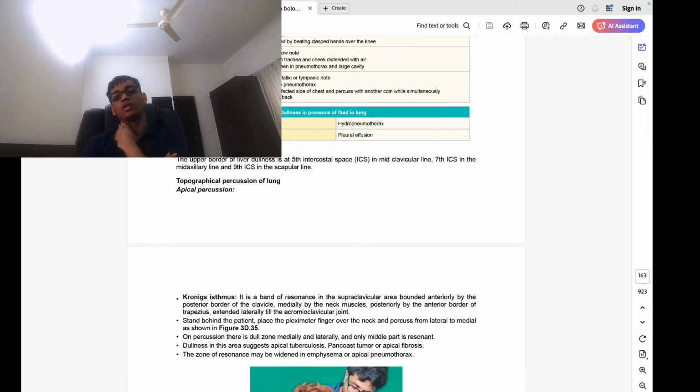Then you have the 5-7-9 rule. The upper border of liver dullness is at the 5th intercostal space in the mid-clavicular line, the 7th intercostal space in the mid-axillary line, and the 9th intercostal space in the scapular line.